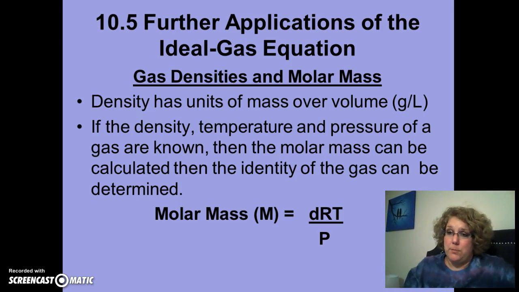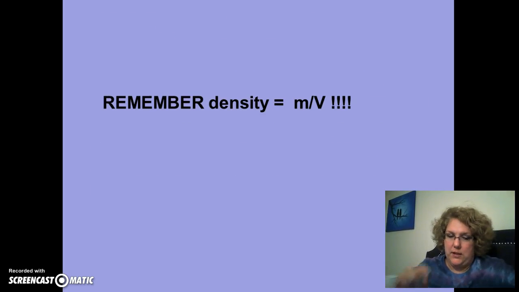So I call this the dirt P equation. Molar mass equals dRT over P, where big M is the molar mass. I usually write it as a capital M so it doesn't get mixed up with molarity. And d is density, R is the same old R, T has to be in Kelvin, and pressure has to be in atm. Now remember, density is mass divided by volume.